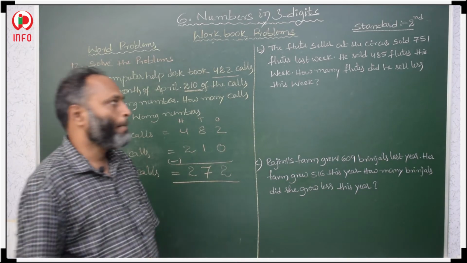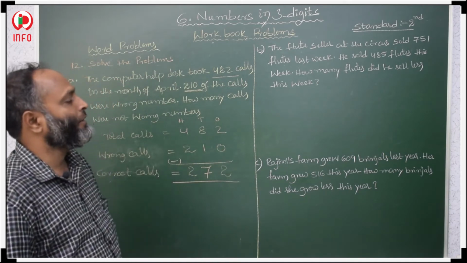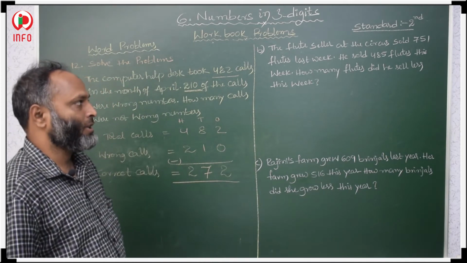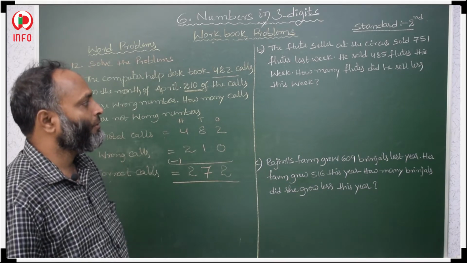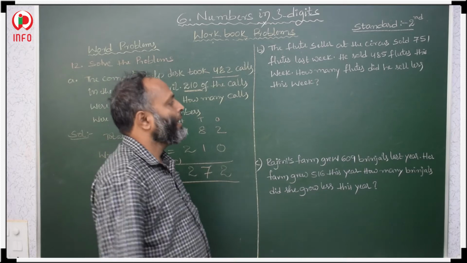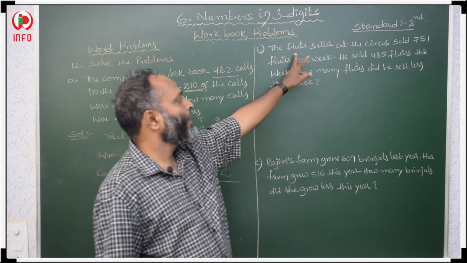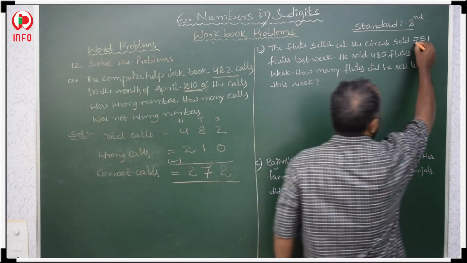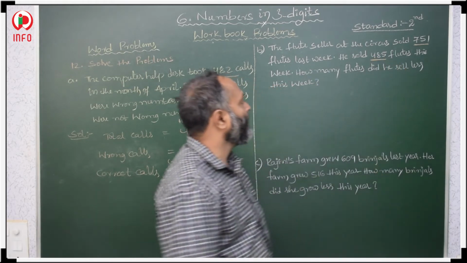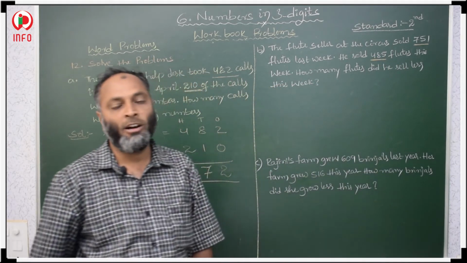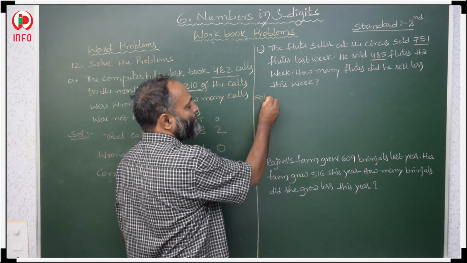Okay. Next, the flute seller at the circus sold 751 flutes last week. He sold 485 flutes this week. Then how many flutes did he sell less this week? So last week he sold 751 flutes. This week 485. Then how many less did he sell this week? He is asking.